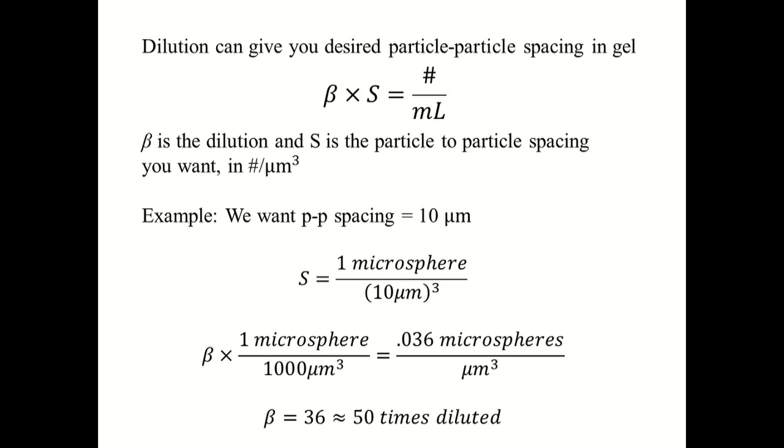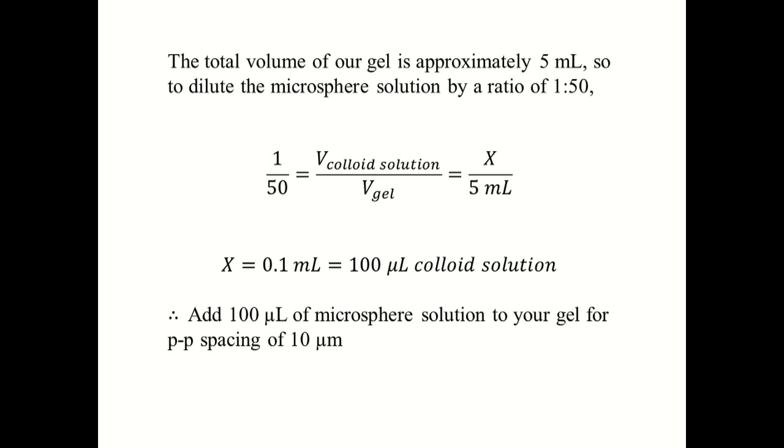Using our calculated value of 0.036 microspheres per cubic micrometer in the colloid solution, we will need to dilute the solution about 50 times in order to achieve a particle-to-particle spacing of 10 micrometers in the polyacrylamide gel. Finally, to determine what volume of colloid solution to add to the polyacrylamide gel, we calculate 1/50th of the total gel volume. The total volume of one batch of polyacrylamide gel is approximately 5 milliliters, so we must add 100 microliters of the colloid solution to ensure our desired particle-to-particle spacing.